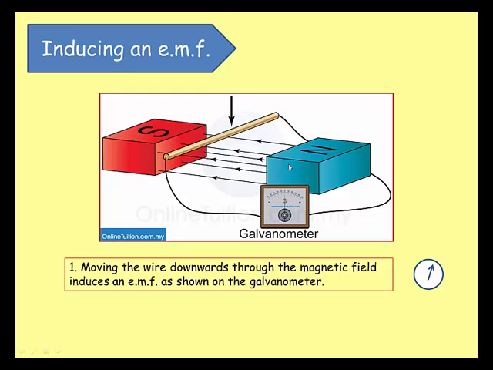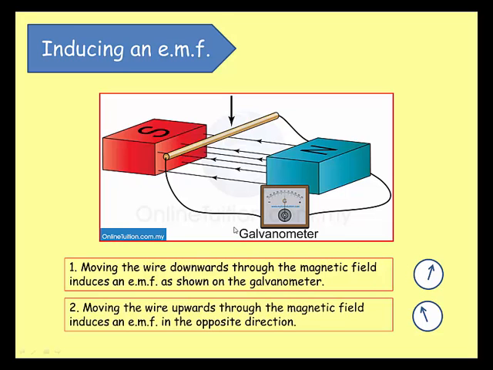Now, here we've got a magnetic field, north, south. Here are the magnetic field lines here. Here we've got a wire. The wire is connected to a very, very sensitive meter called a galvanometer, and this will measure the voltage or EMF going through the wire. So moving the wire downwards through the magnetic field induces an EMF. So as long as there's movement of the wire, we will get a reading on the meter as shown here. Now, if we move the wire in the other direction, i.e. up, we get an EMF in the opposite direction. So our meter will show an opposite deflection. Okay, so we've got movement, and also we've got a magnetic field producing a current.